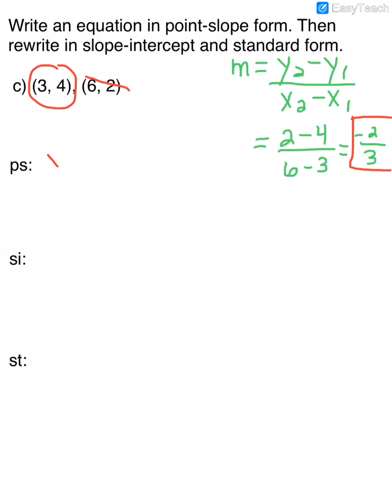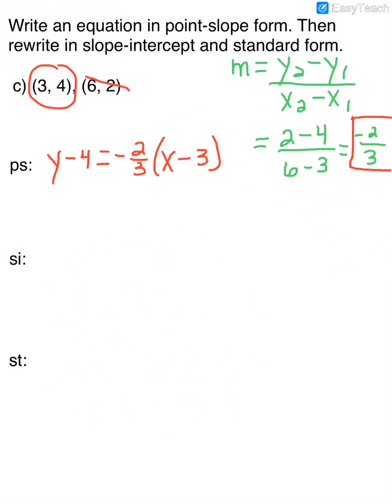Okay, so point-slope form is y minus y sub 1, so that would be 4, equals m, which is my -2/3, times x minus x sub 1, which is 3. Okay, so that is my equation in point-slope form.